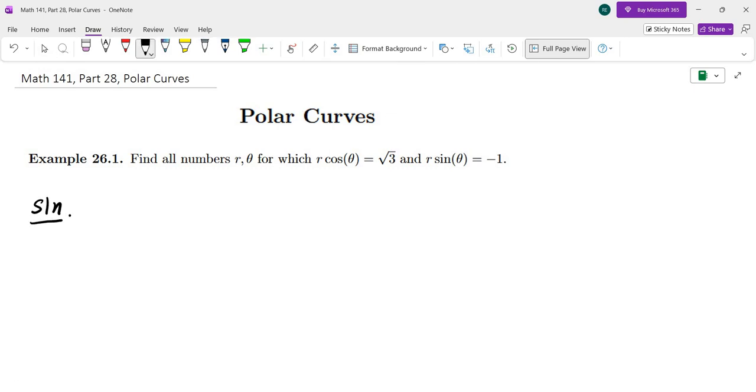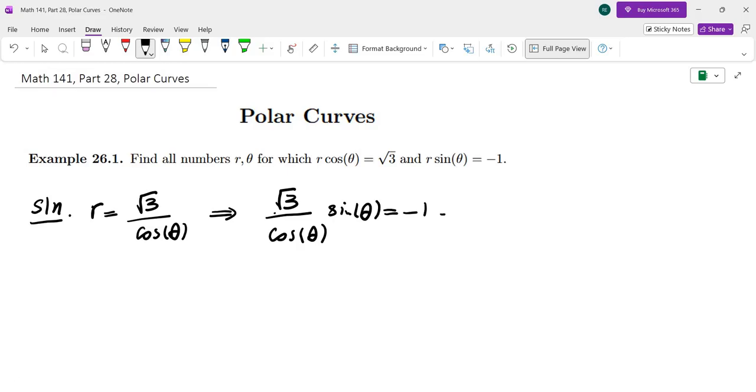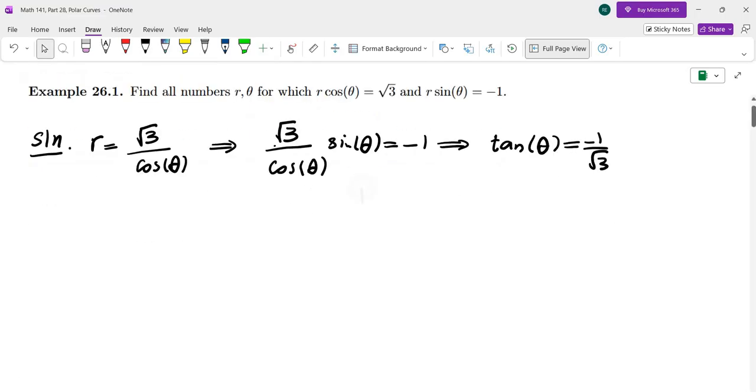So we want to solve this system of equations. We can solve for r from the first one, so that would be root 3 over cosine of theta. Then we're going to plug it into the second equation. We get root 3 over cosine of theta times sine of theta equals -1. So that gives us tan of theta equals -1 over root 3.